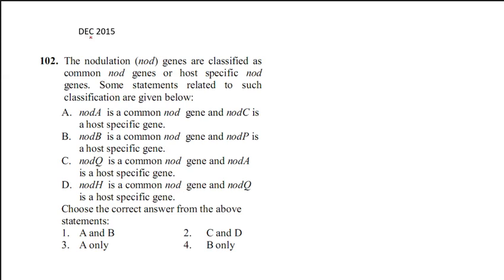Now, in December 2015 it came that the nodulation genes are classified as common nod genes and host-specific nod genes. So we have to find out the common ones and the host-specific ones. NodA is a common nod gene and nodC is host-specific? We discussed that the common ones are A, B and C. So A is a common gene, yes, but C is not host specific, so this is wrong. NodB is a common nod gene, correct, and nodP is host specific, correct.